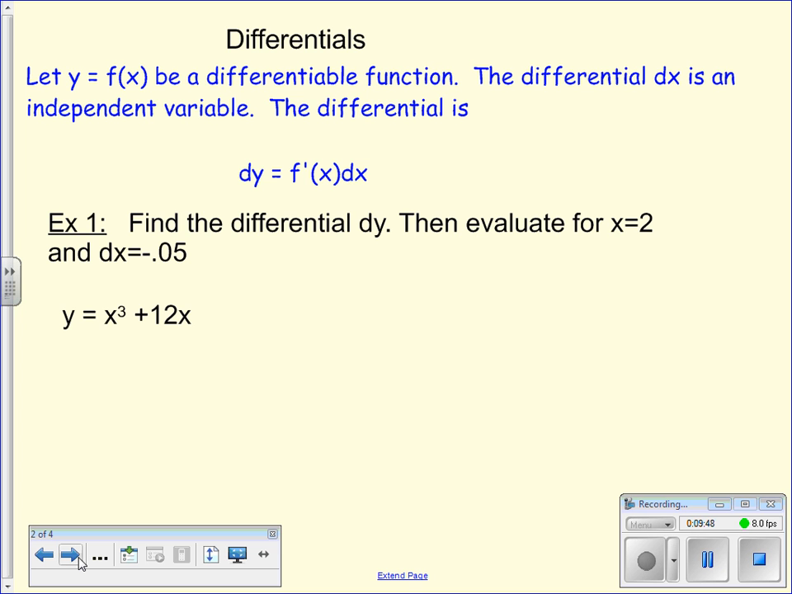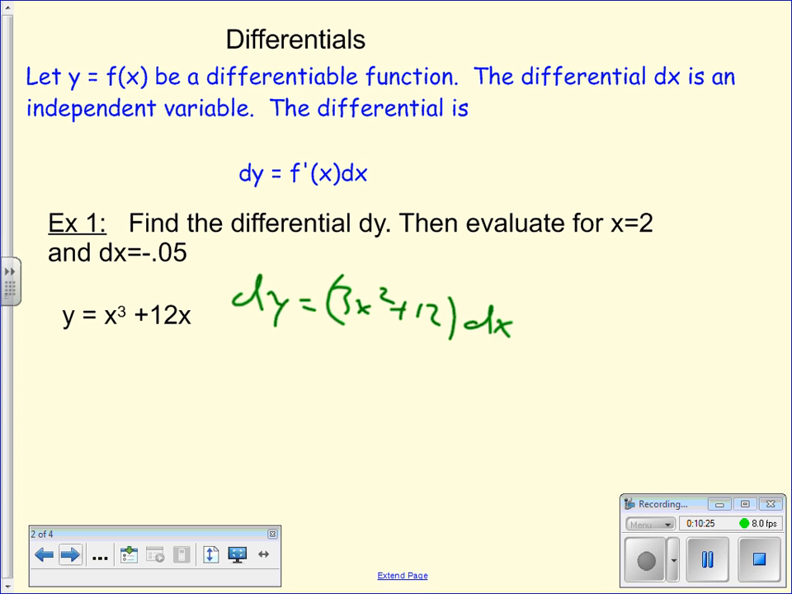Okay, so let's do this together. It's actually really easy. The formula for it is right here. dy equals f prime of x dx. So if y equals x cubed plus 12x, write out my differential. dy equals 3x squared plus 12 dx. That's the first thing you do. Take the derivative of both sides. Kind of like if you were doing implicit differentiation, but you're not going to solve for dy or dx. That's kind of the step you do here.